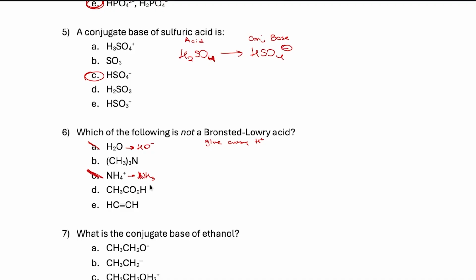Now D is a carboxylic acid. This should be telling you that it could act as a Bronsted-Lowry acid. We'll just become CH3CO2 minus. And the last one, again, you're asking, but why can this one act as an acid? Because we have this hydrogen that's on a triple bonded carbon. This is going to make more sense in a later video when you watch the video on acid-base strength. But this could become HC minus. And so the only one that is not a Bronsted-Lowry acid is answer choice B.